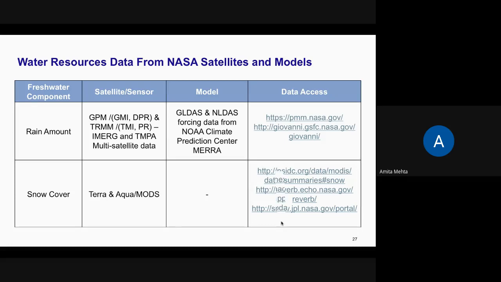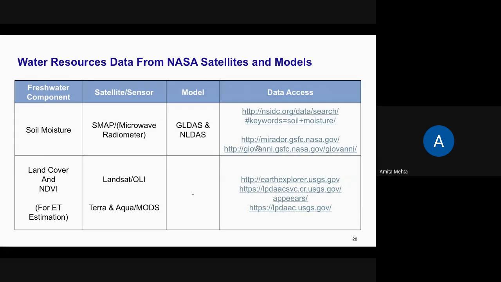Then soil moisture, also from NSIDC and from Giovanni, you can obtain this data. Land cover and normalized difference vegetation indices from Landsat and MODIS can be available from the Earth Explorer site. Also, there is an AppEEARS tool that allows you to easily explore and download this data. You can upload your own shapefile or polygons in these sites and download data, so you don't have to download global data.